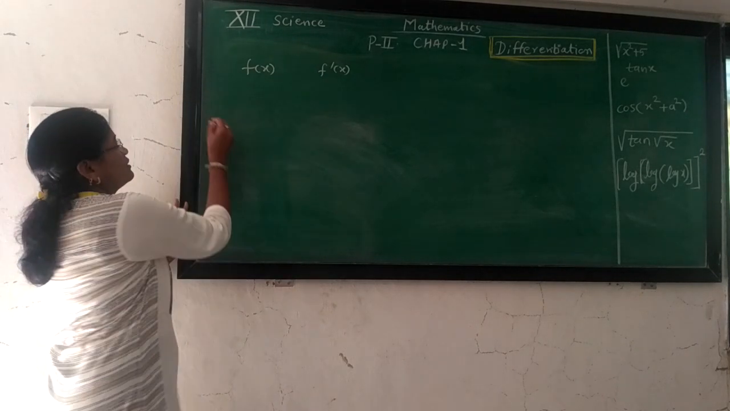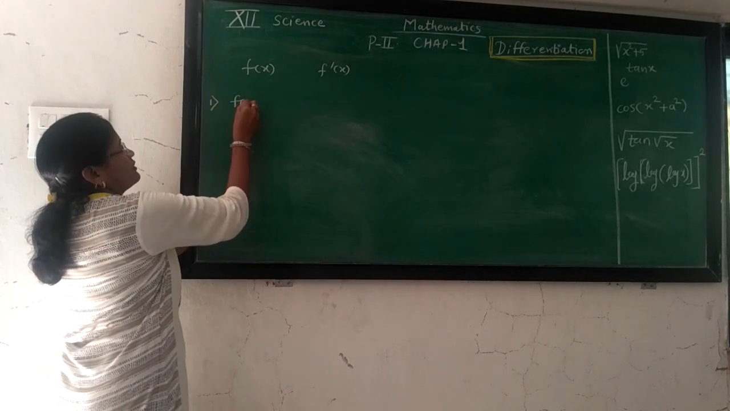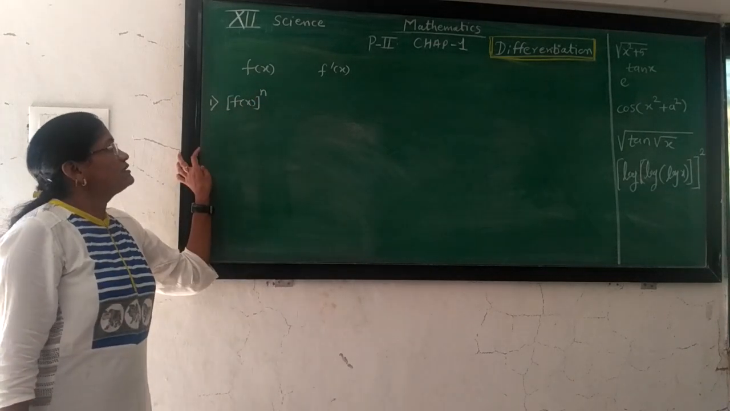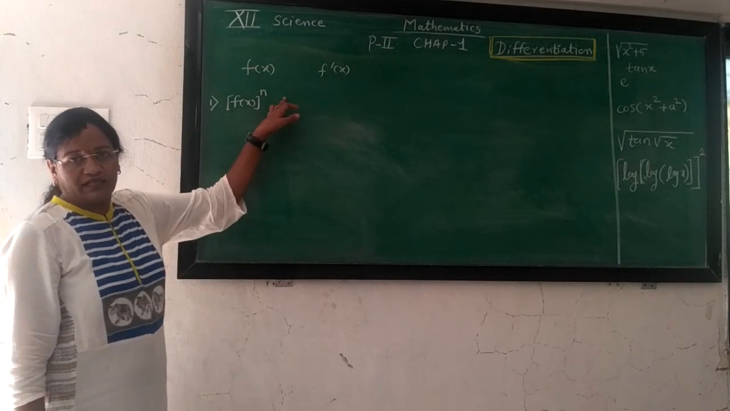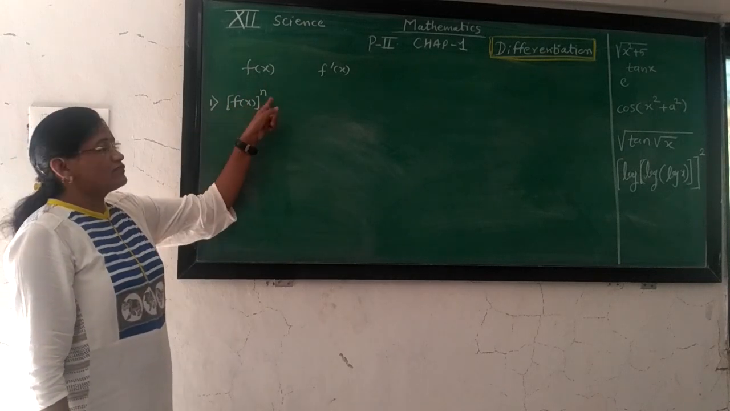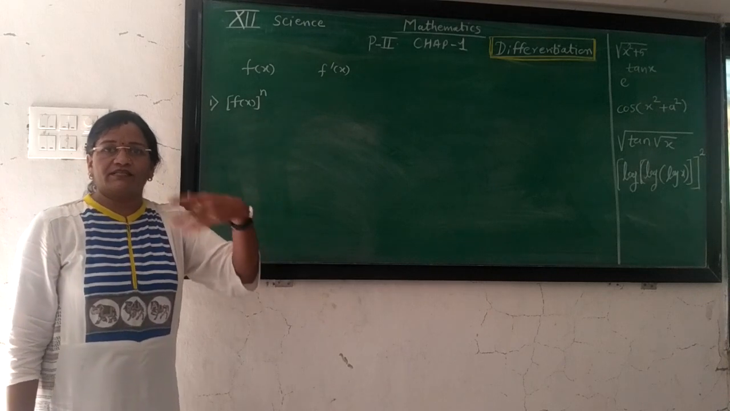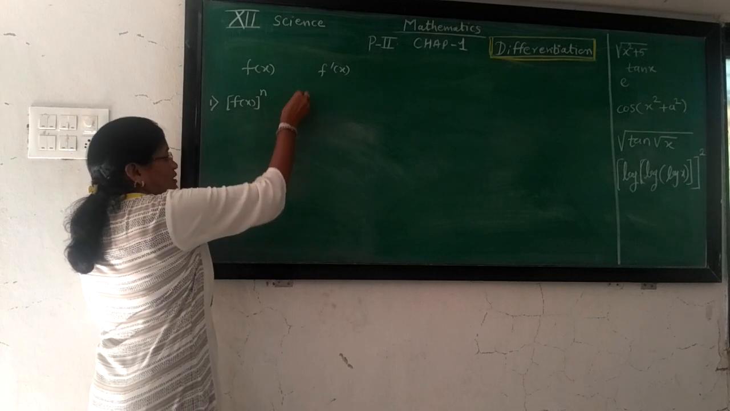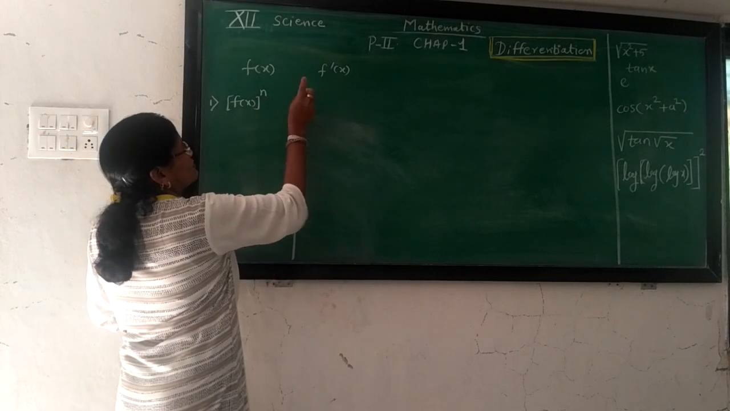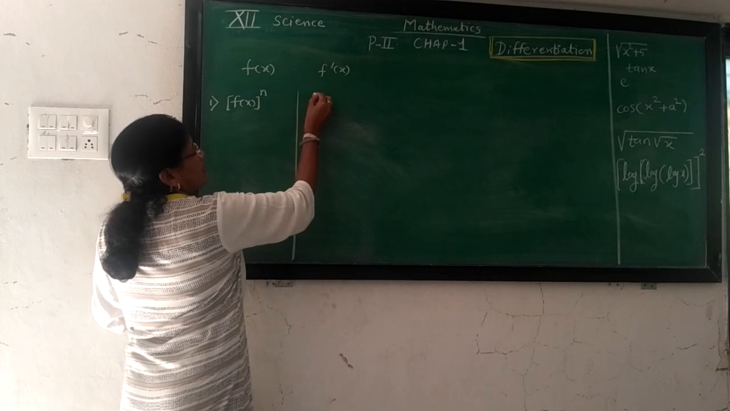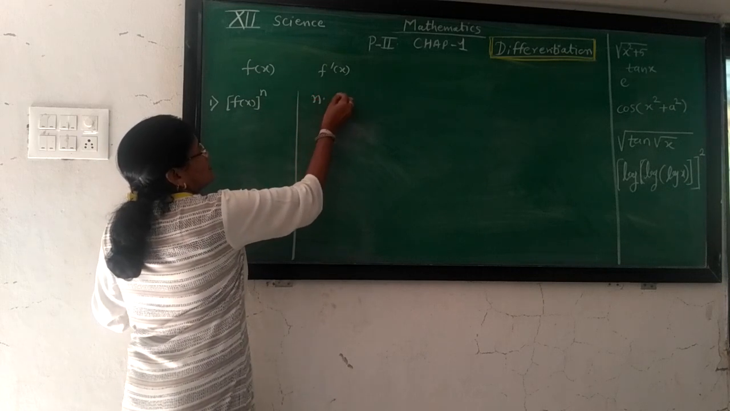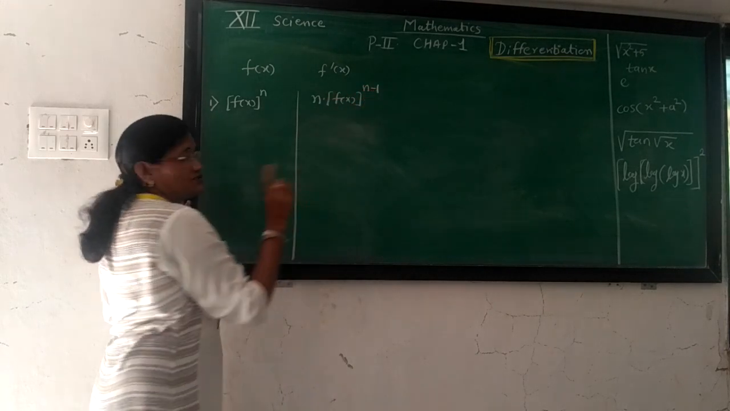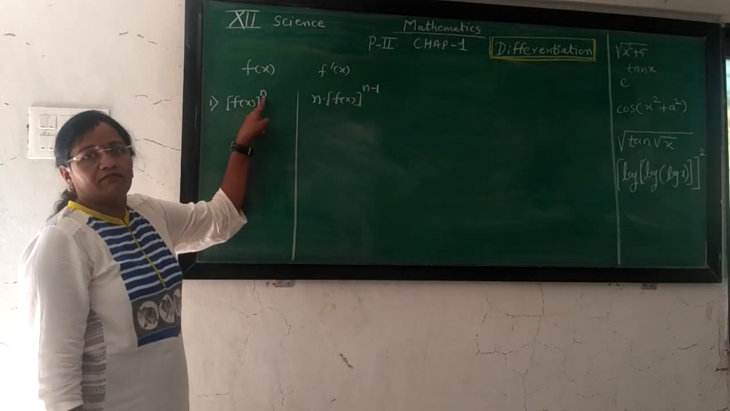For example, we take the first function as [f(x)] raised to n. As in the previous result, if the function is x raised to n, then the derivative is n times x raised to n minus 1. But here the function is [f(x)] raised to n, so its derivative is n times [f(x)] raised to n minus 1. This is the first step, where we only reduce the power by 1.